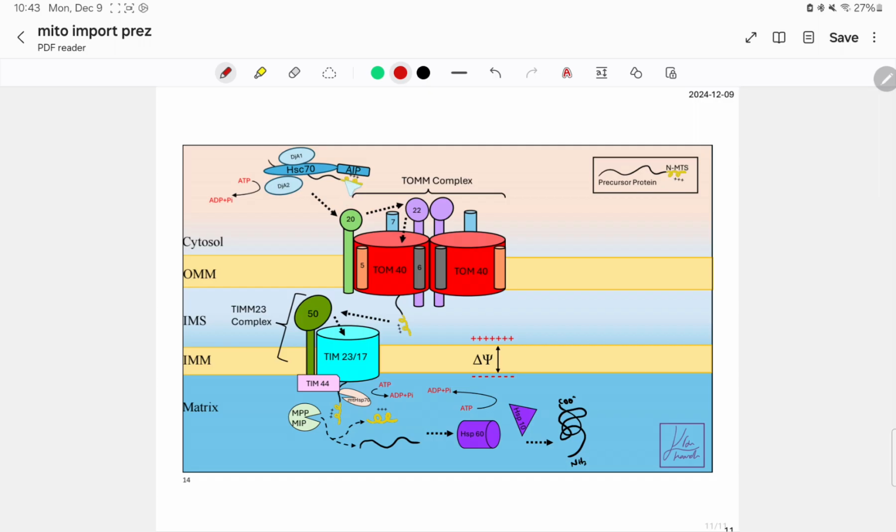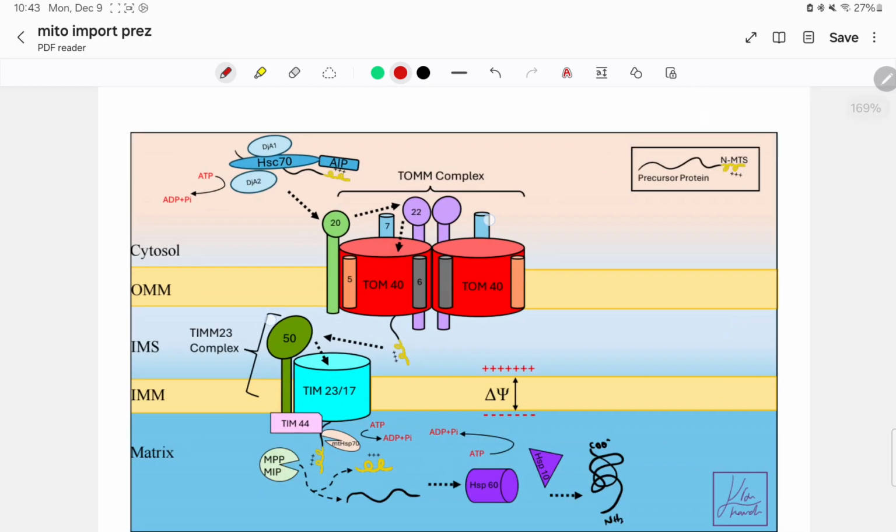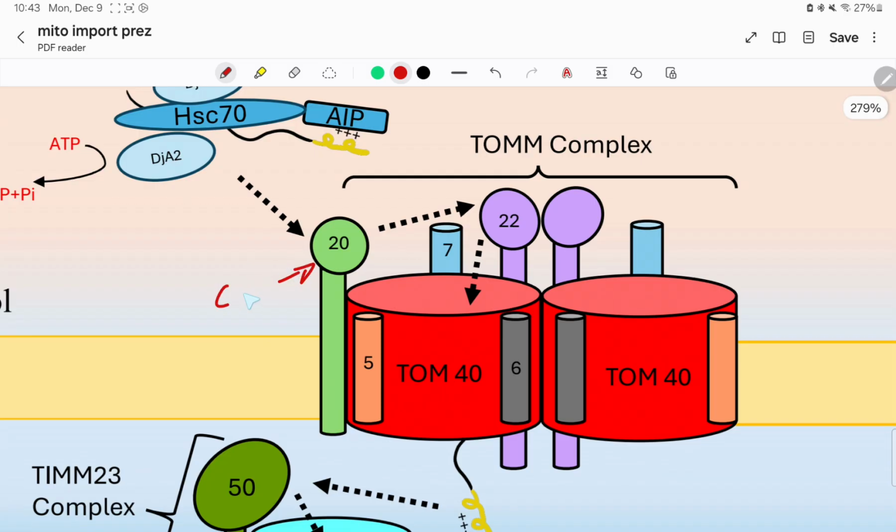Now, remember I told you that through the binding chain hypothesis, this protein will get pushed along the Tom complex, okay? So first, the AIP will actually bind to the C terminus of this Tom20. So right here is the C terminus of the Tom20.